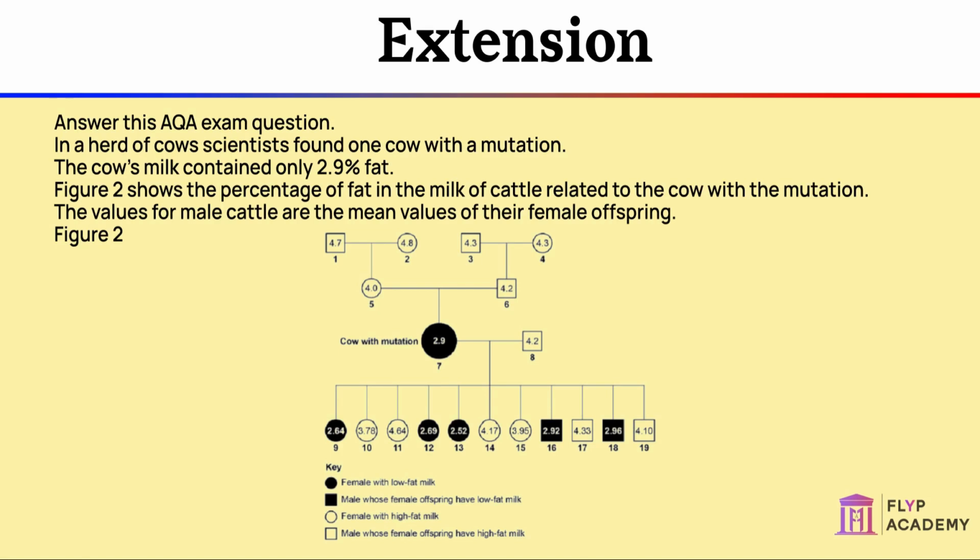B. The offspring with the genotype capital D, lowercase d would produce low-fat milk. The offspring with the genotype lowercase d, lowercase d produce high-fat milk.